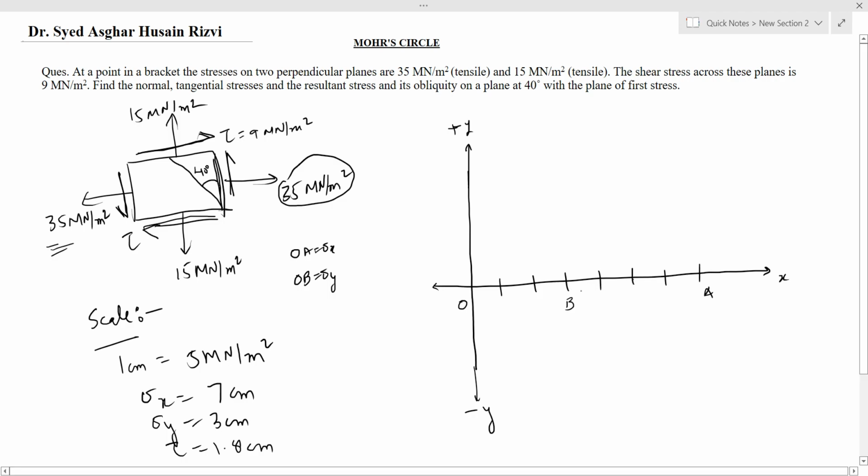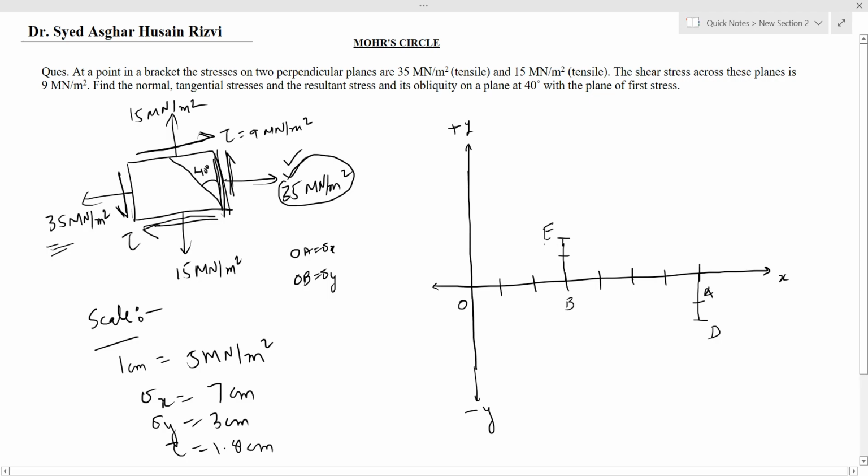Now we'll mark the shear stresses. Since the 35 meganewton plane is experiencing anti-clockwise shear stress, it will be plotted here, 1.8 centimeter downwards, and at point B on the minor principal plane it will be 1.8 centimeter in positive y-axis. Mark this point as D and this point as E.